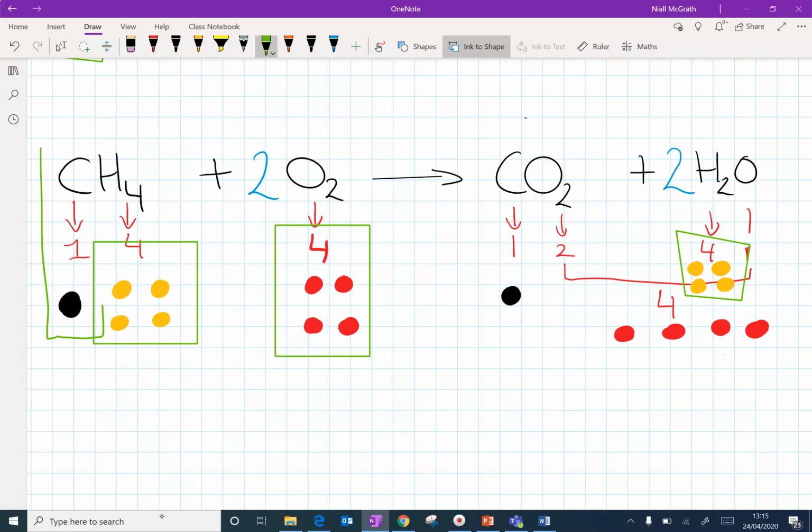And just have a final look again with our carbons. We didn't touch our carbons really, so we still have 1 on both sides. So we have 1 carbon, 4 hydrogens and 4 oxygens on both sides of our chemical equation.